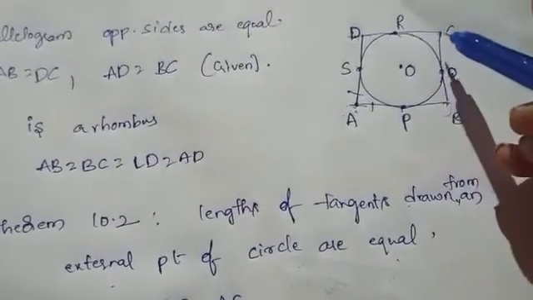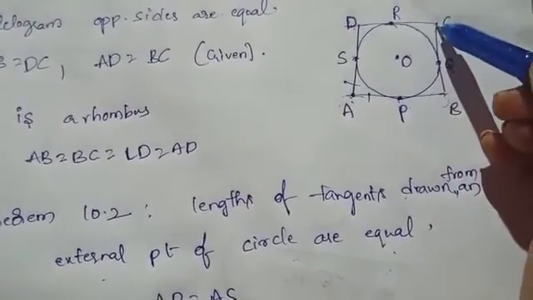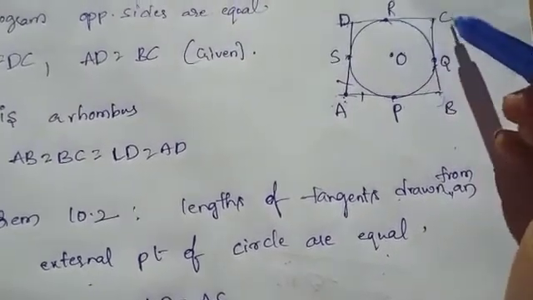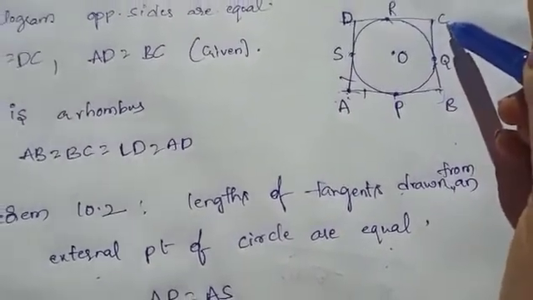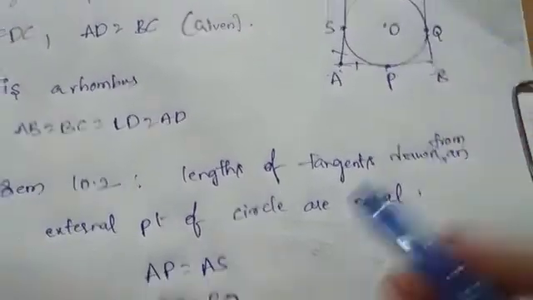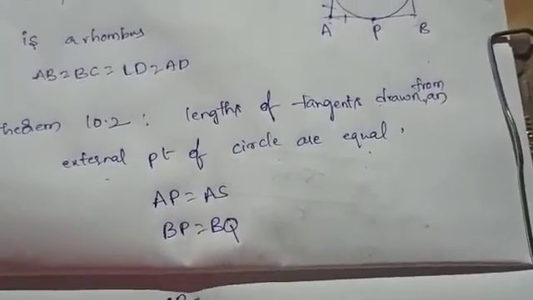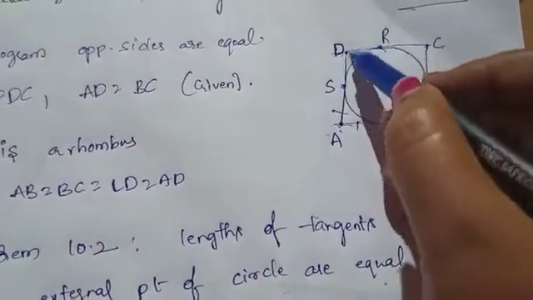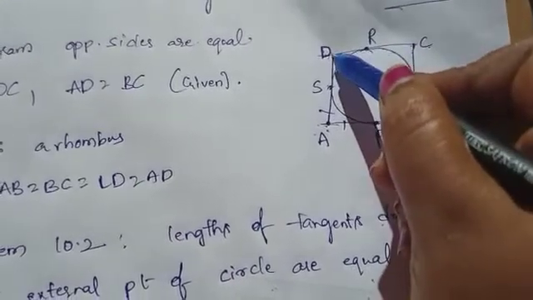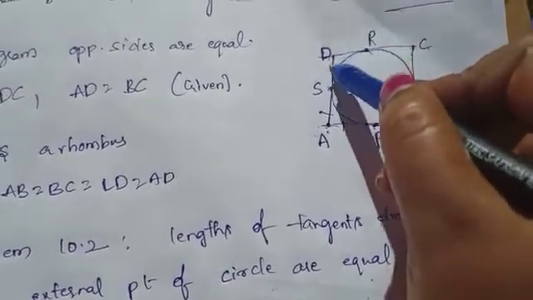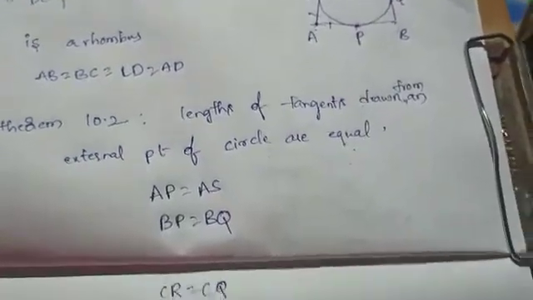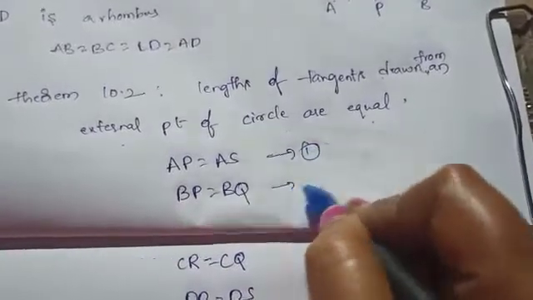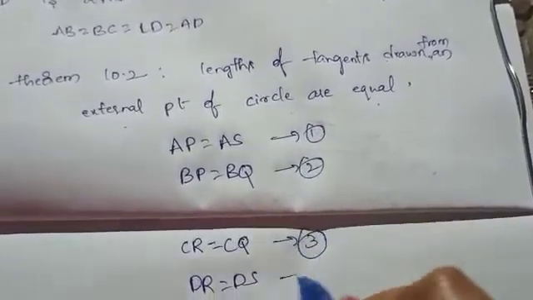Next, C is an external point of the circle. CR and CQ are drawn from the external point C, so the lengths of tangents are equal. CR equal to CQ. In the same way, D is an external point. Lengths of tangents drawn from D are equal. DR equal to DS. These are equations 1, 2, 3, 4.